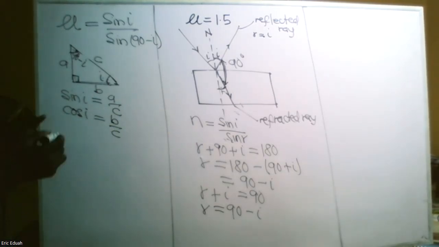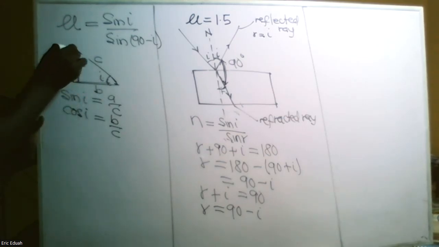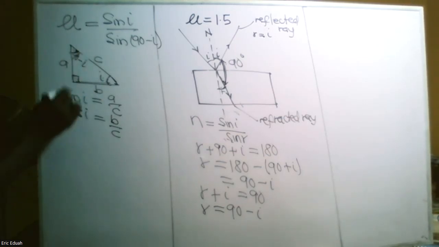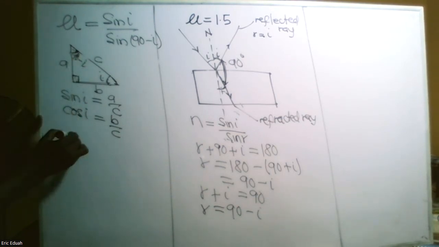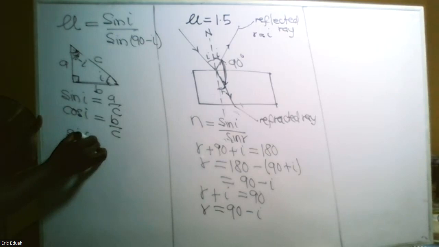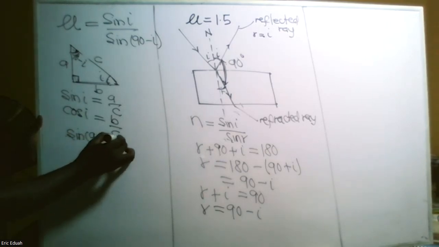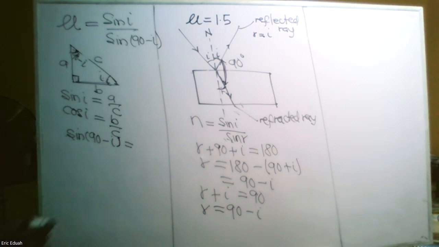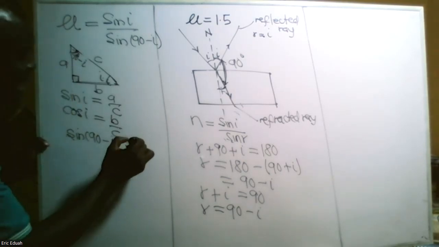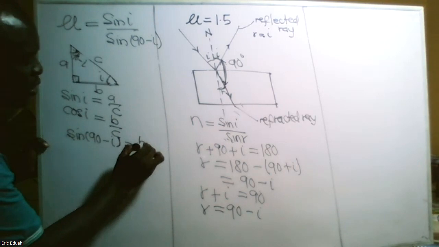Okay, so let's then look for the sine and cos of the other angle. The other angle is 90 minus I. So what is sine 90 minus I? Akofala, what will be sine 90 minus I? Is it B over C? So sine 90 minus I will be B on C.